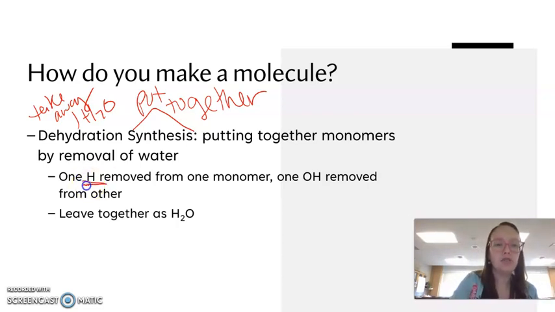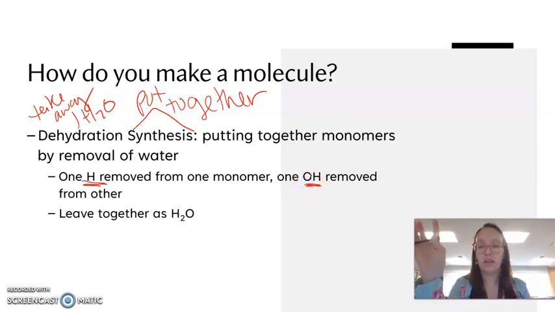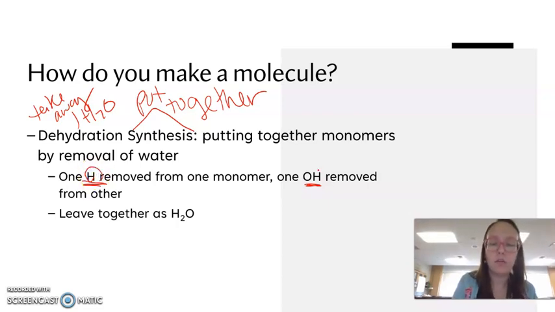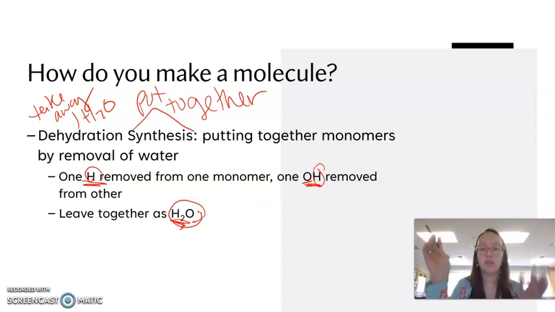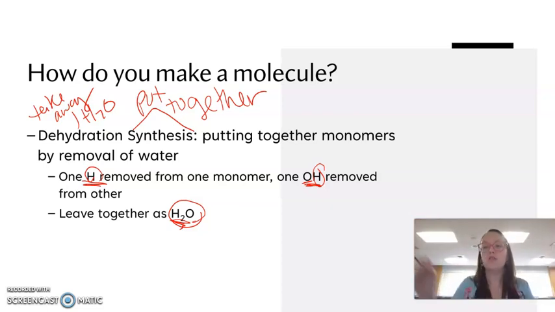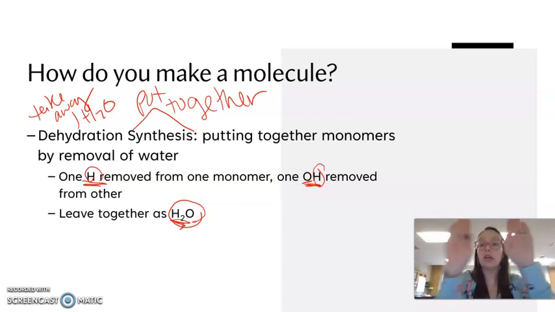You'll take a hydrogen off of one side, and then you'll take an OH, that hydroxyl group, off the other side. Those 2 pieces will come together. Notice we've got one H here, one H here, and one O. H2O, right? So I've taken those 2 together. They come together as water, and they leave as water. It's the love story of water. Dehydration synthesis is the love story of water. That hydroxyl and that hydrogen come together, and they run away as water. So I now have my 2 monomers together as one.